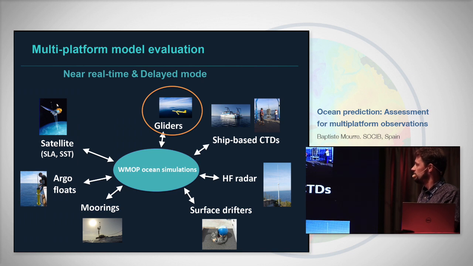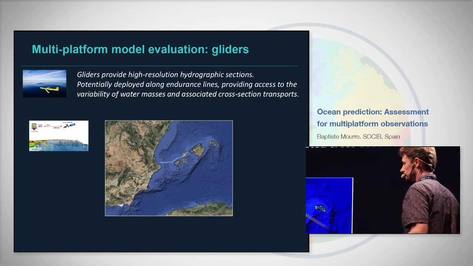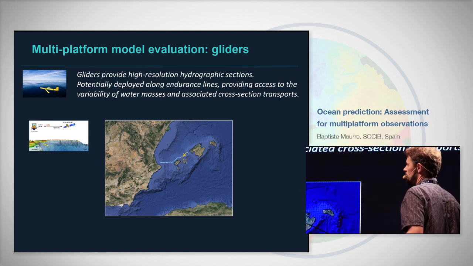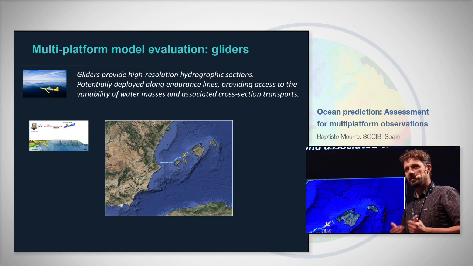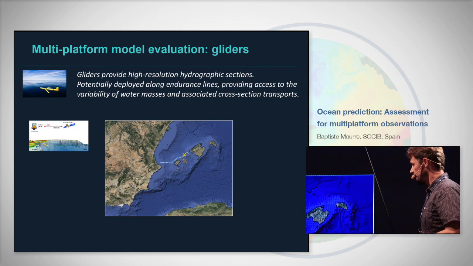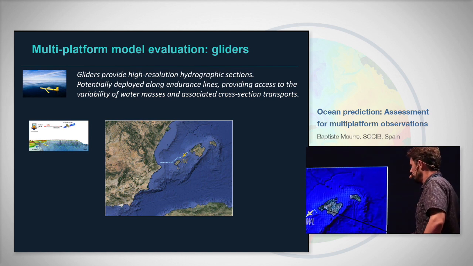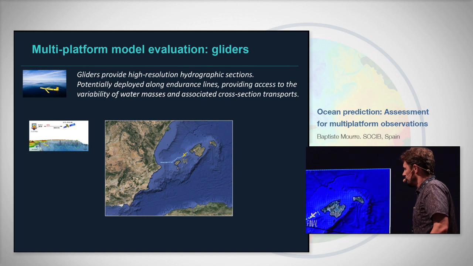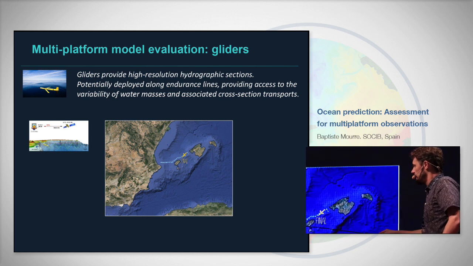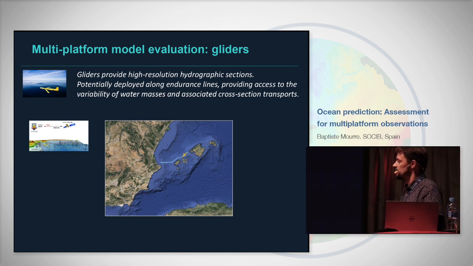Okay, so the last platform I want to present is the gliders. Gliders provide high-resolution hydrographic sections. You may potentially deploy them along an endurance line. They're quite low consumption, quite slow platforms. They can cover around 20 kilometers a day. But what we do in SOCIB is collect data along this endurance line that goes from Mallorca, along the Mallorca Channel and Ibiza Channel, and back and forth during around one month, so that you have many high-resolution transects there.